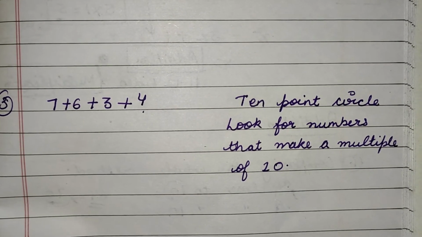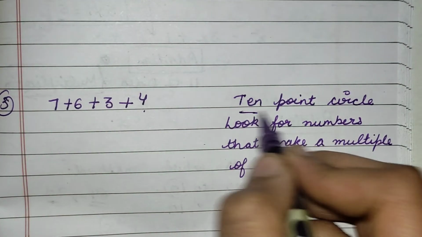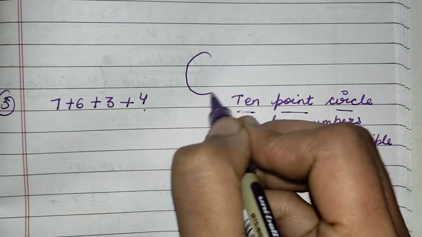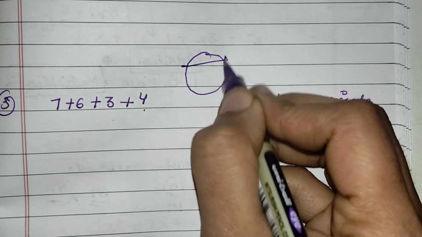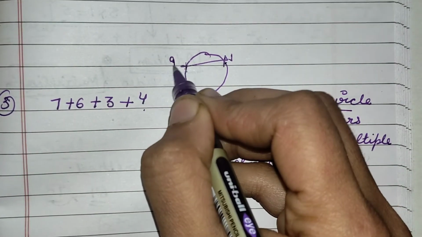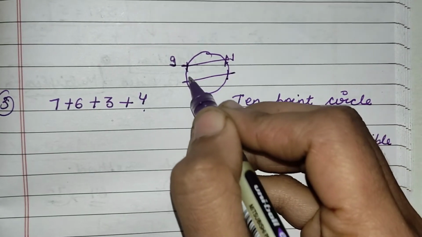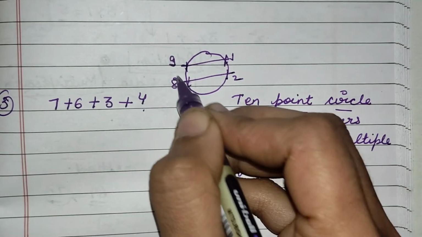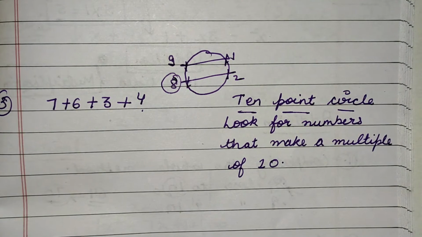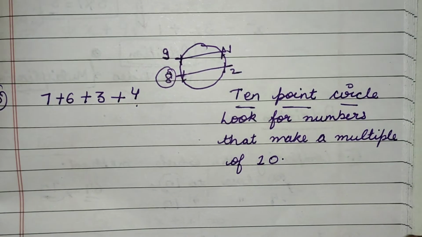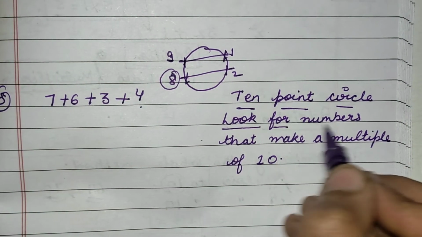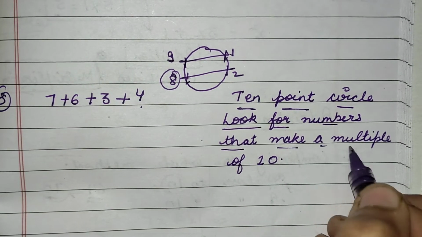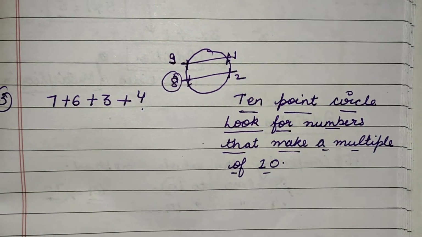Let's move on to the next concept, which is our 10-point circle, which I have told you about. Suppose this is a circle, and in this circle this is point number 1. So adding 9 will give you 10. This is point 2 and adding 8 will give you 10. Okay, so what I am saying is, look for the numbers that make a multiple of 10, right?